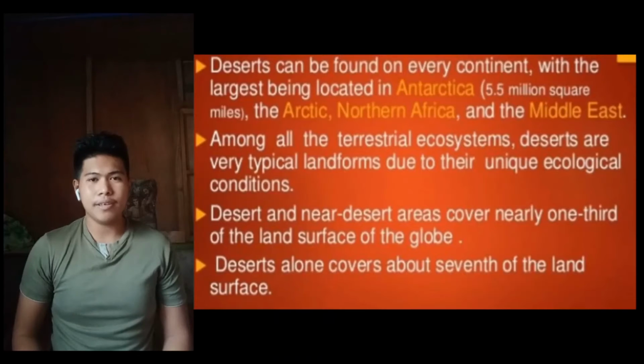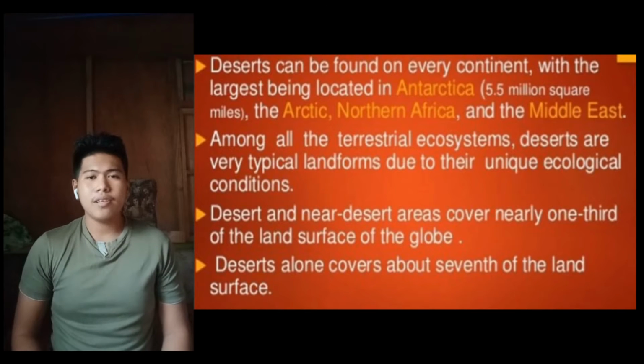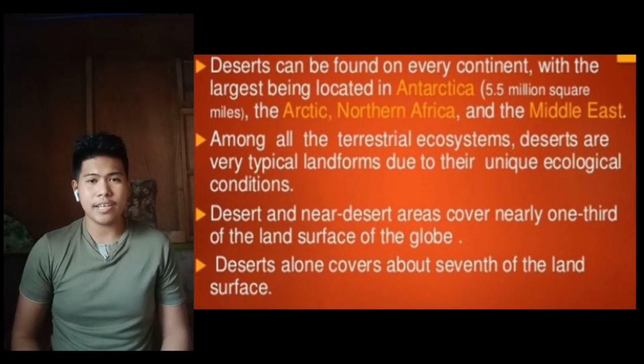Deserts can be found on every continent, with the largest being located in Antarctica that covers 5.5 million square miles, the Arctic, Northern Africa, and the Middle East. Among all the terrestrial ecosystems, deserts are very typical landforms due to their unique ecological conditions. Desert and near-desert areas cover nearly one-third of the land surface of the globe. Deserts alone cover about a seventh of the land surface.